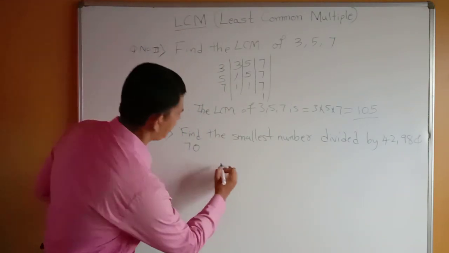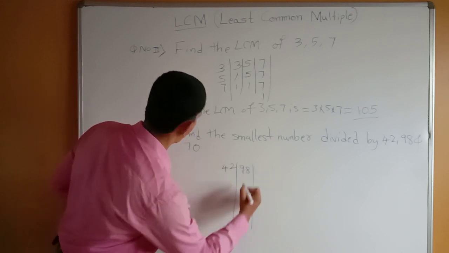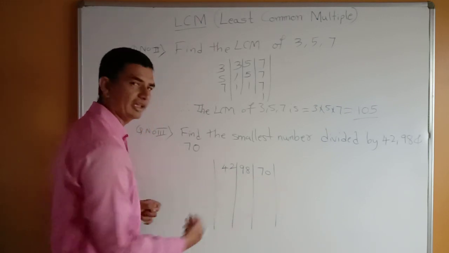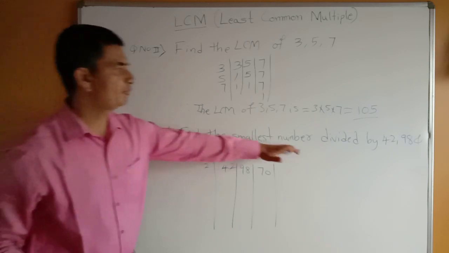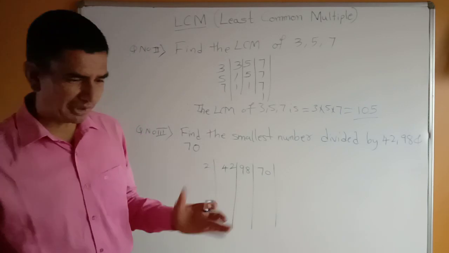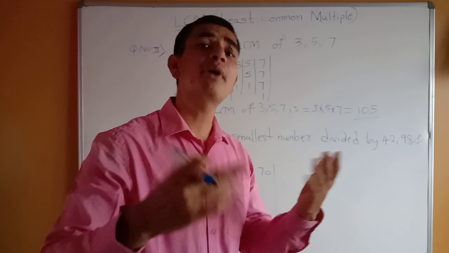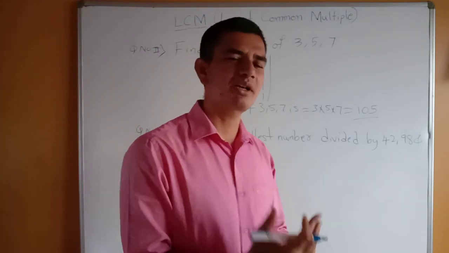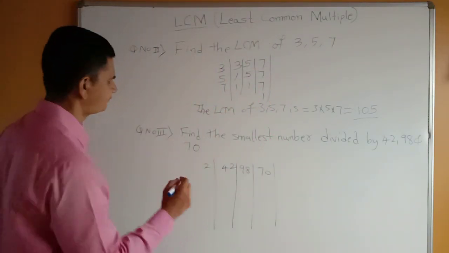We have to write all the numbers here: 42, 98, 70. Because all the numbers are even numbers, we have to start from 2. See, smallest number divisible means you have to do the LCM. Don't get confused. Sometimes after the exams are completed, you will say the questions were out of pattern, out of syllabus. Actually, it is not out of syllabus and not out of pattern. The same is there. There is a twist in the question, and you have to understand that.